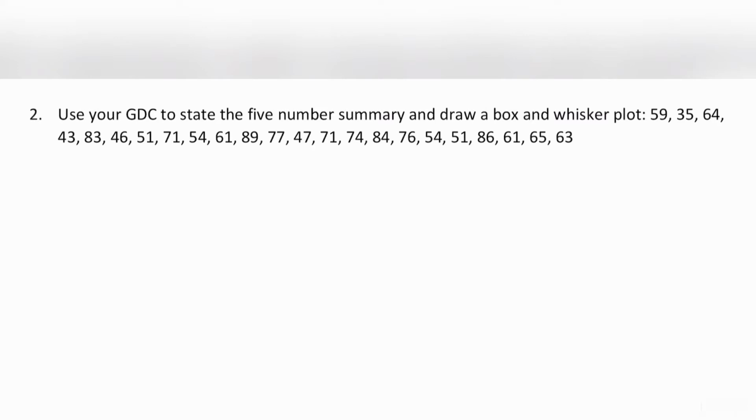So here it says to use your GDC. GDC is graphic display calculator. We're not going to do it with the calculator just now. We're going to do it by hand to find what's called the 5-number summary. The 5-number summary is basically your minimum value, lower quartile, median, third quartile, and the maximum value. And that is what we need in order to draw a box and whisker plot. So it's the minimum, the first quartile, the median, third quartile, and the max. And just in case you're wondering, the median is the second quartile.